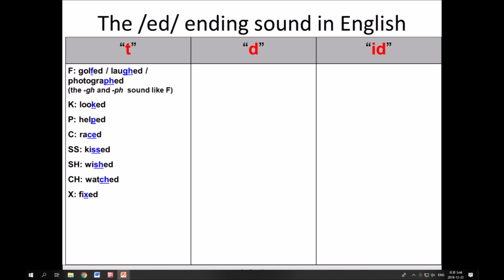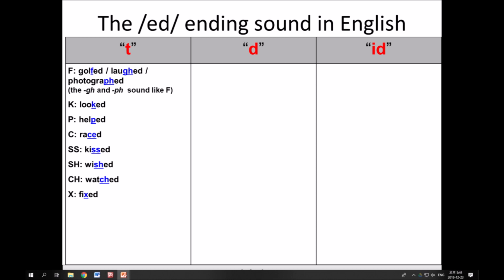So we have, for example, golfed, laughed, and photographed. So you can hear at the end I pronounce the ED sound like T, right? And F, GH, and PH all sound like F. They all make the F sound. So keep in mind that we're focusing here on the pronunciation and the sound, not just the spelling, okay?